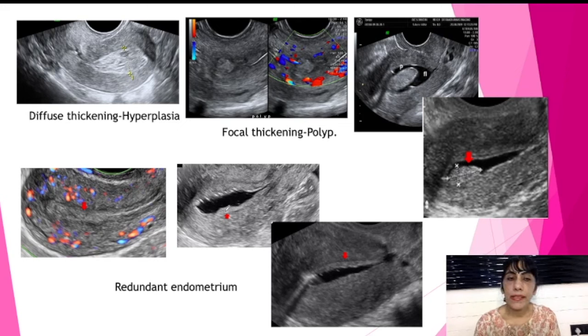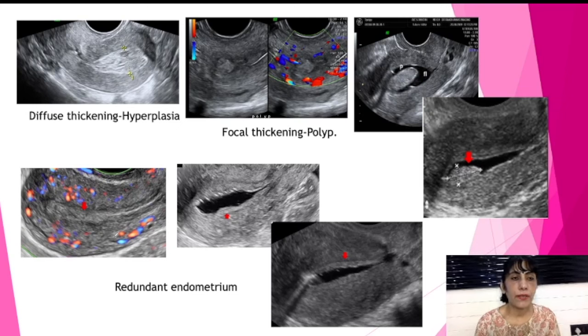See, compare this with this. There is an edge to it. It's a clear mass I can define, while this is just a little thickening of the endometrium. If I compare this area to this area, the endometrium here is slightly thickened compared to this endometrium. Now, this is the picture of redundant endometrium.